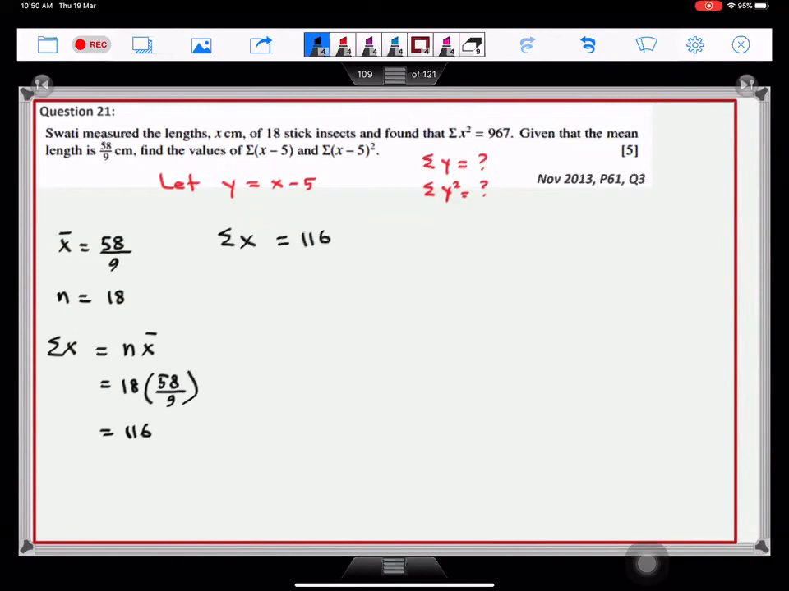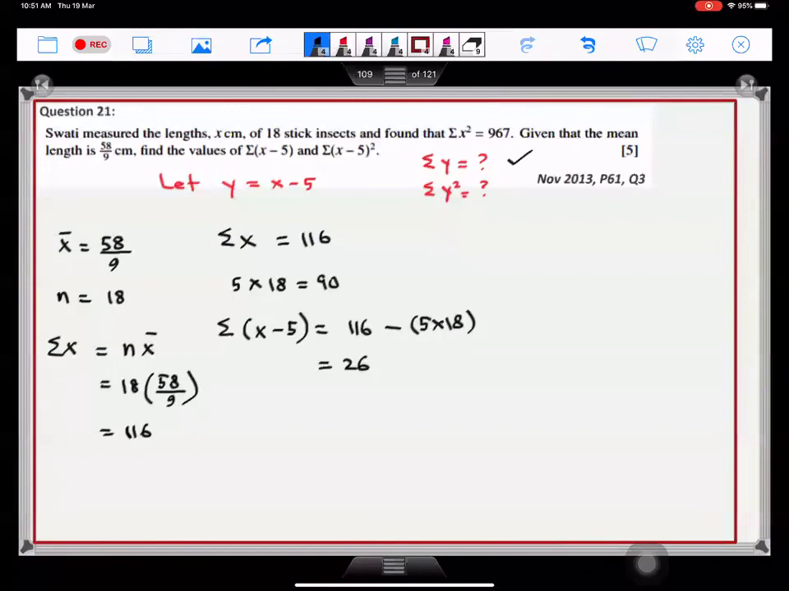5 was subtracted 18 times. So 5 into 18, that is 90. Therefore, sigma x minus 5 is technically 116 minus 5 into 18. Just showing you the step. 5 was subtracted 18 times. In that question, we were subtracting 50, 16 times. So 116 minus 90, that comes out to be 26. So first thing is found, therefore sigma y is found, that is 26.